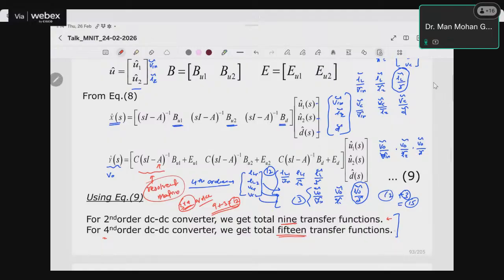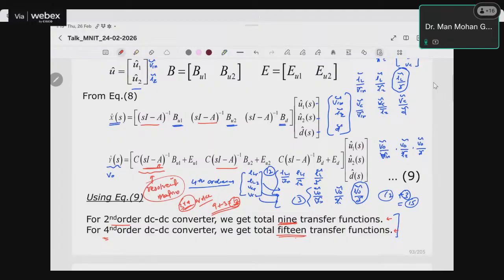We discussed that for a second order converter, 9 transfer functions are possible. For a fourth order converter, 15, and for a third order converter, 12 transfer functions are possible. Okay, so we stopped over here in the previous lecture. Now, we could see that this (sI - A)^-1, which is called the resolvent matrix, is required to be computed in order to obtain any transfer function, because this is common everywhere: (sI - A)^-1, (sI - A)^-1, (sI - A)^-1.